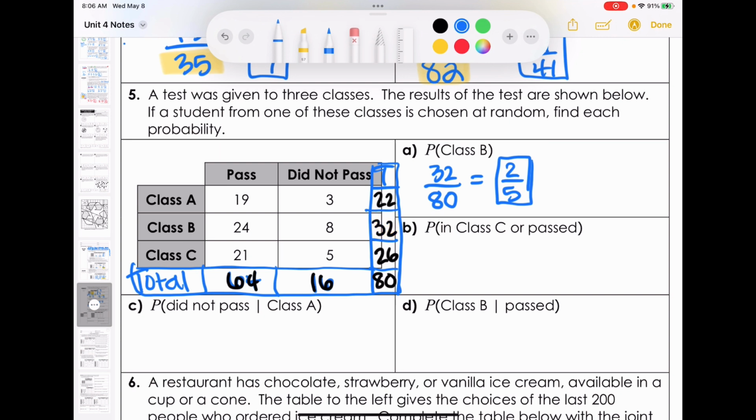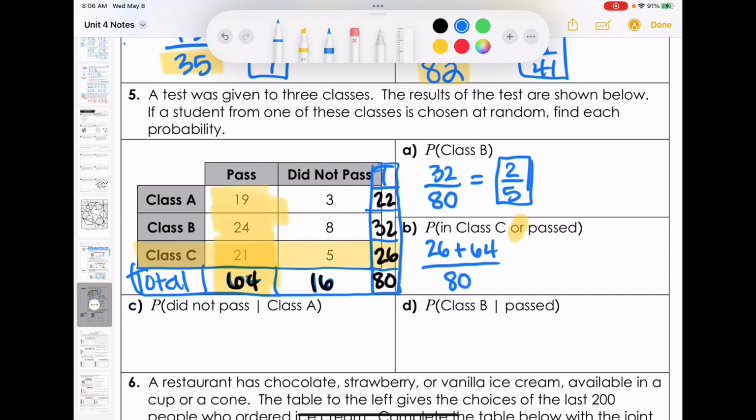All right. Part B, probability that they're in Class C or passed. Now, since it says or, I want the total for Class C and the total that passed. Let's do this first. So that would be 26 plus 64 over 80.